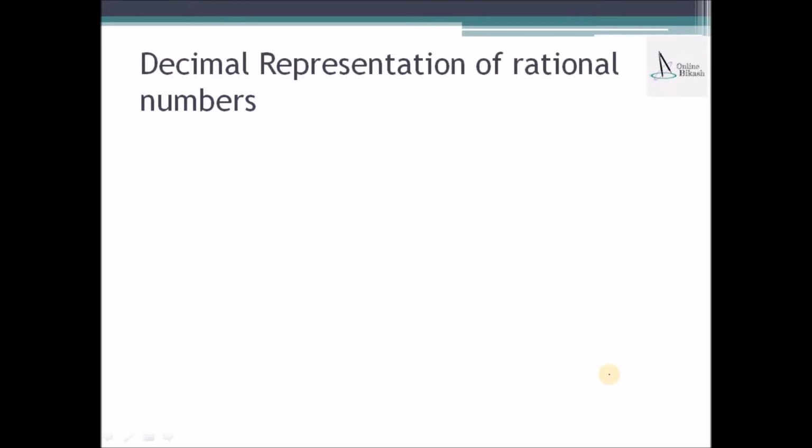Decimal representation of rational numbers. We will discuss the representation of rational numbers into their decimal form. We will discuss it with the help of examples. So first of all, let us say 1 by 4. Okay, we will express this 1 by 4 as a decimal number.